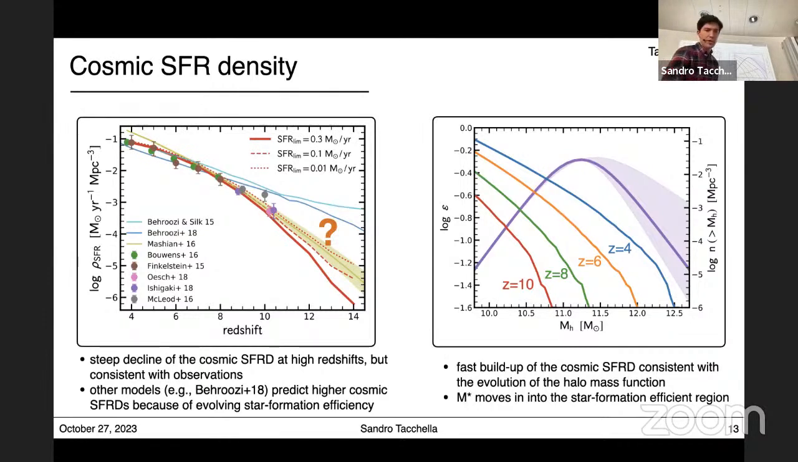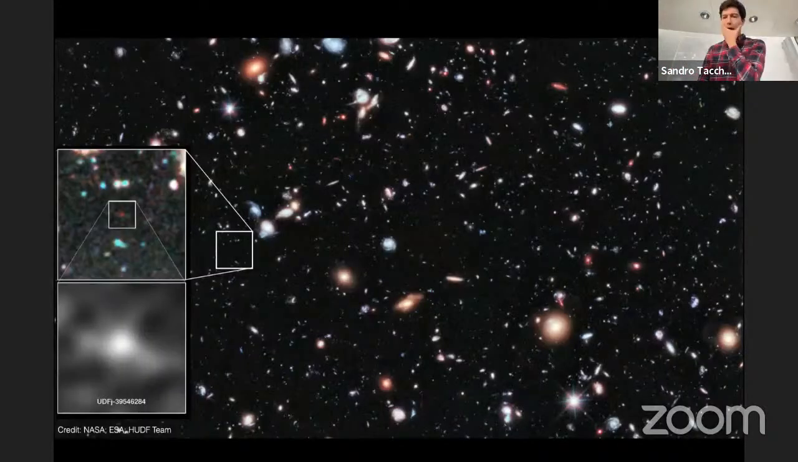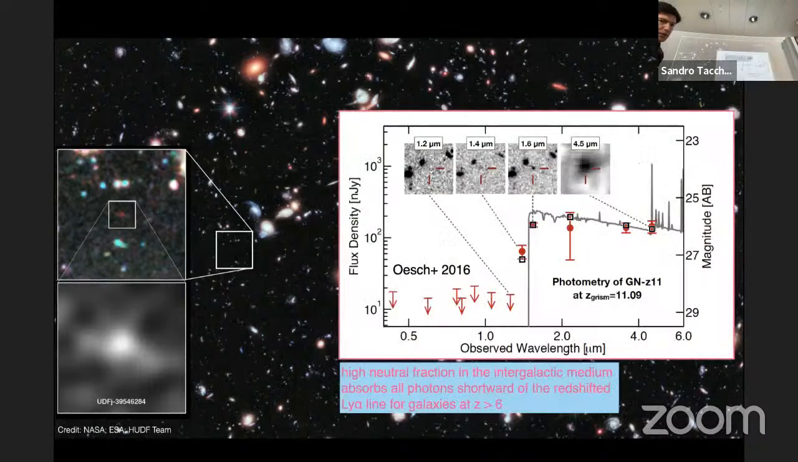And for this, of course, we need to find galaxies at these early times. And so how can we do that? Well, one of the most popular techniques is the so-called dropout technique that has been used a lot with the Hubble Space Telescope. The idea is that because of the high neutral fraction in the intergalactic medium between us and these galaxies, there is a strong absorption of all the photons shortward of the Lyman alpha break.